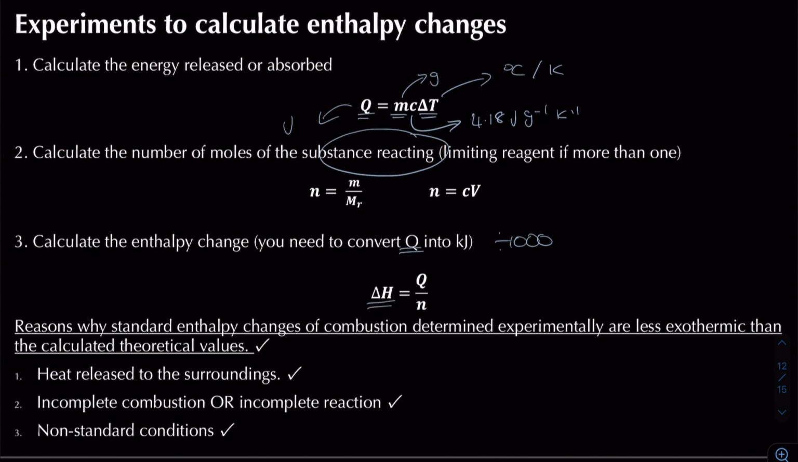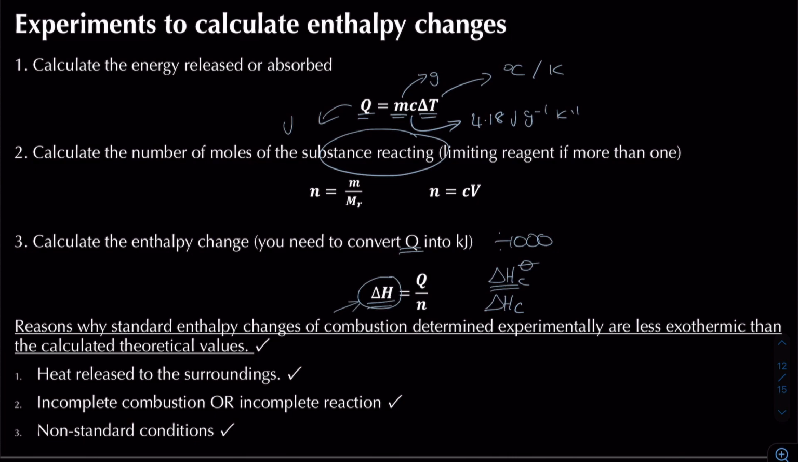Now when dealing with enthalpy change, let's say we're dealing with a standard enthalpy change of combustion, we know that this value here is going to be different to this value over here. The value we actually calculate, the experimental value, we will call just the enthalpy change of combustion. And there's a reason for that, and it's because this value is going to be less exothermic compared to the calculated theoretical values for three reasons that we need to be aware of.